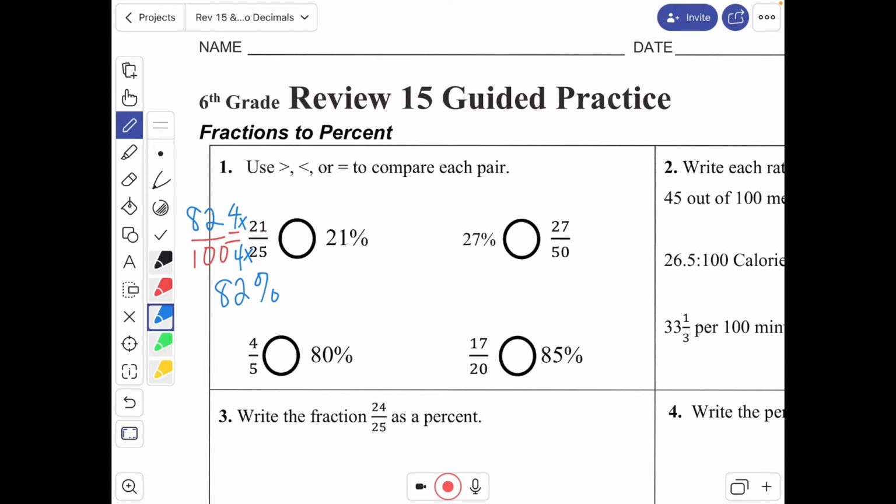And 82% is greater than 21. So we have a greater than sign right there. The alligator always wants to eat the larger number. And please don't draw alligator teeth.